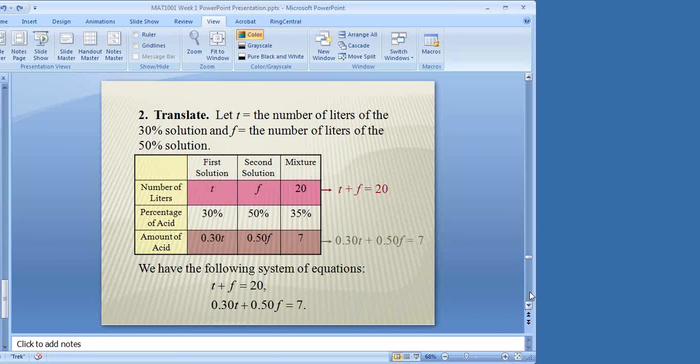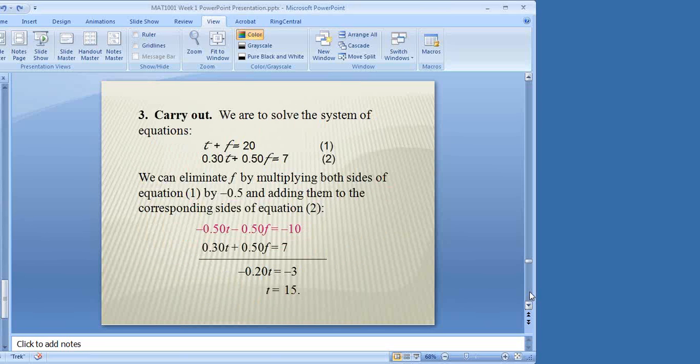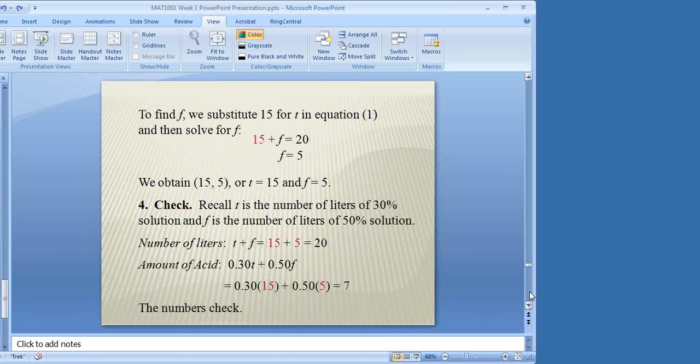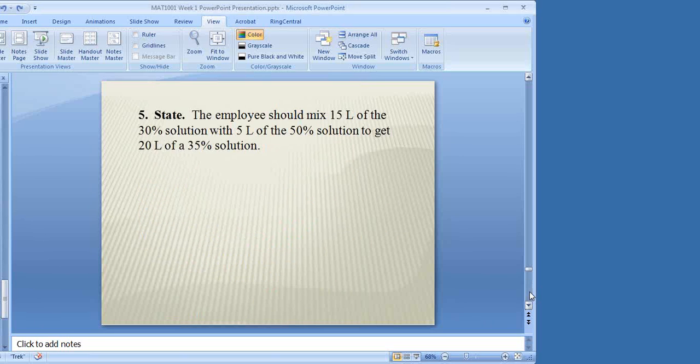Remember, we don't work with percents. We have to make them a decimal first. So we pop that decimal point left 2 to get the decimal form. Then we've got our two equations, and it is just as easy as what we did a second ago. All right, so you would multiply the top by, let's say, negative 0.5. That would get the F's to drop out. I get my answer for T, substitute to get F. I've got my point, but I want to say it in a sentence if I can, or at least the label. That means there should be 15 liters of the 30% solution and 5 liters of the 50% solution to get the mix that they wanted.